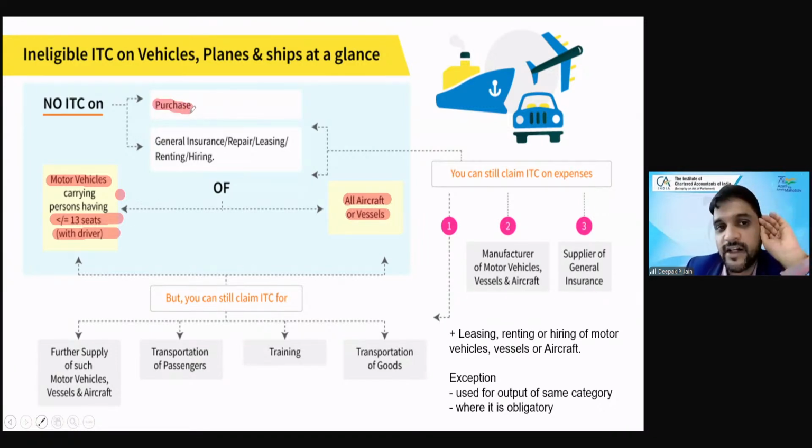Okay, don't give credit on purchase, but I have year-on-year insurance and repair cost, give credit on that. No, you will not get that either. So whatever vehicles you purchase, whatever aircraft and vessels you purchase, on that you will not get the credit.